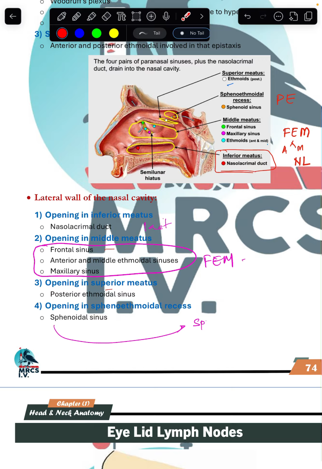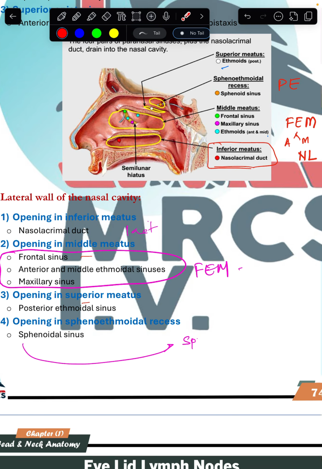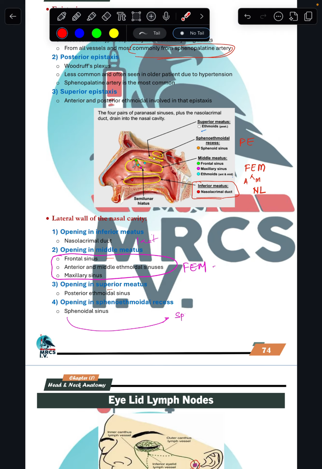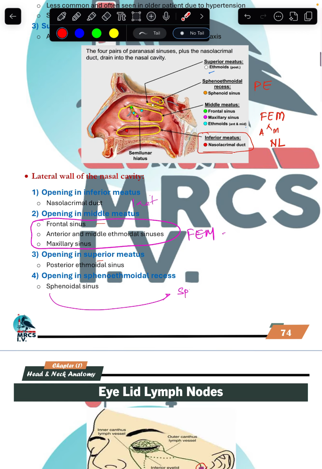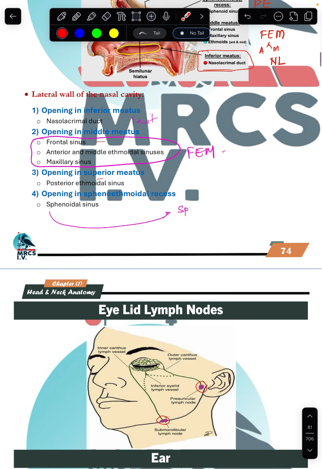Ethmoidal, anterior and middle. Then the maxillary sinus is also opening into the middle meatus. Then the sphenoid sinus opens into the sphenoethmoidal recess. Upper is the superior meatus. So this is about the frontal sinus and the anterior and posterior ethmoidal sinuses.